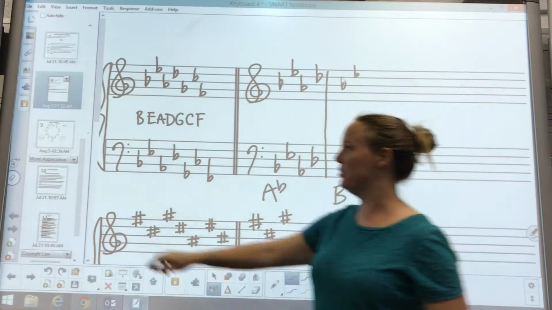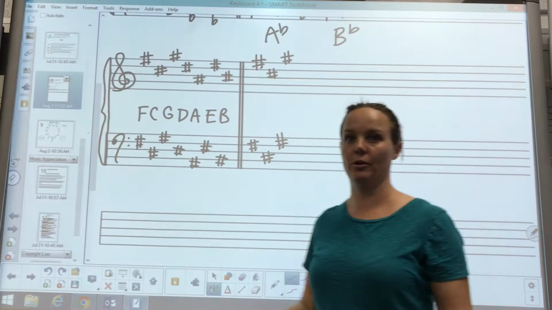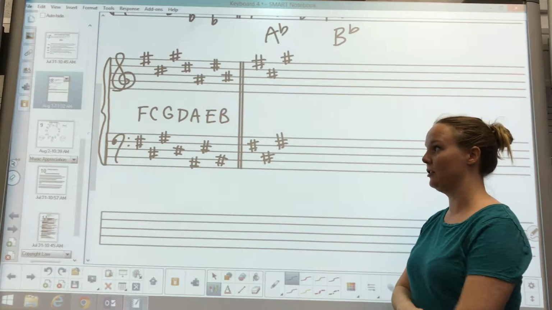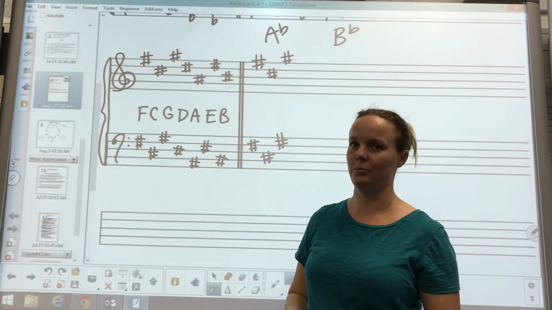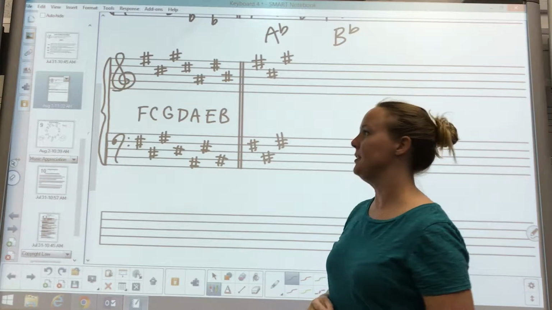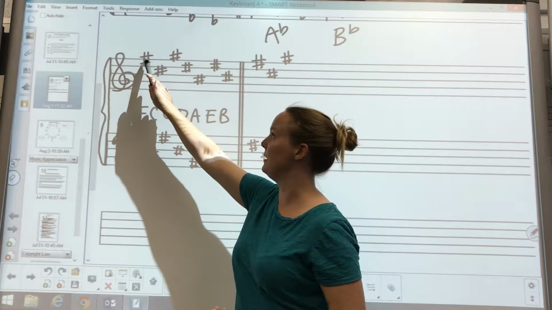All right, the order of sharps works exactly the same way. It's just a different order. The order of sharps is actually the order of flats backwards, but the placement on the staff is a little bit different. So we have F, C, G, D, A, E, B, and again, these places are very particular.